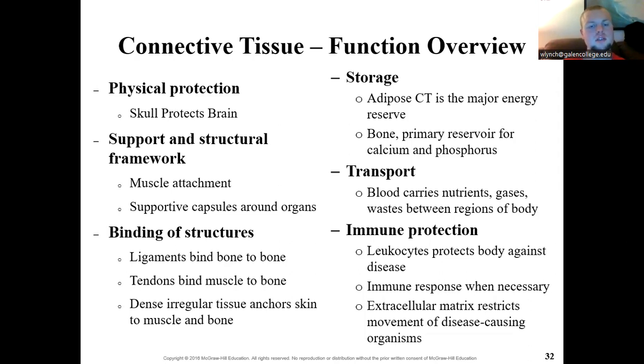If it is dense irregular tissue, this is going to anchor skin to the muscle and bone. We also see connective tissue in storage areas, such as in the adipose tissue and the primary reserve for calcium and phosphorus in the bone. Our blood is a type of connective tissue, and it is a connective tissue for the entire body. It's going to carry nutrients, gas, waste, everything else around the body. We have the function of immune protection. We have leukocytes, the white blood cells that protect against disease. We have extracellular matrix, places that have macrophages, lymphocytes, and all the other types of immune-fighting cells that are going to exist in a connective tissue space.